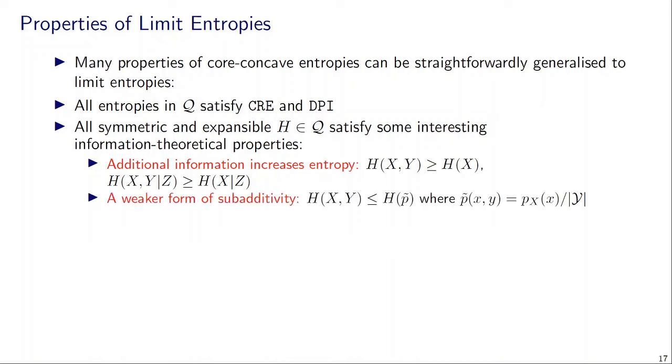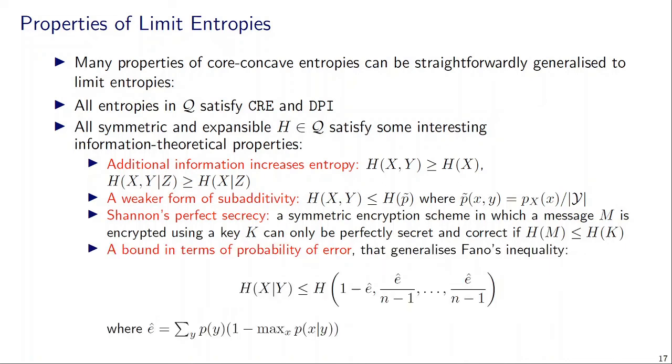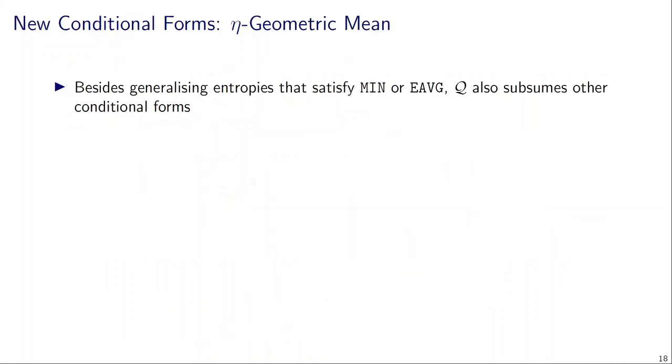A weaker form of subadditivity, which is a property for Shannon entropy. Shannon's perfect secrecy, that relates the entropy of messages and keys in a symmetric encryption scheme, and also bounding terms of probability of error that generalizes the famous Fano's inequality, which is very important in information theory.